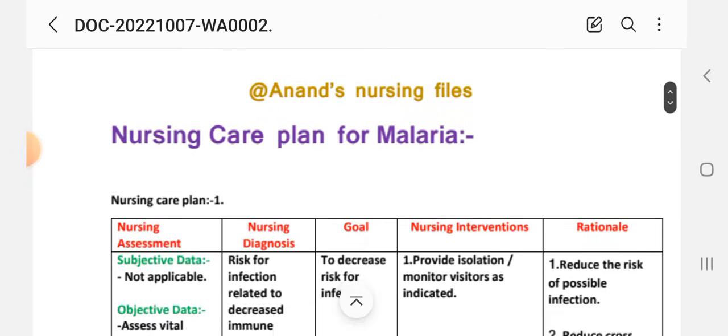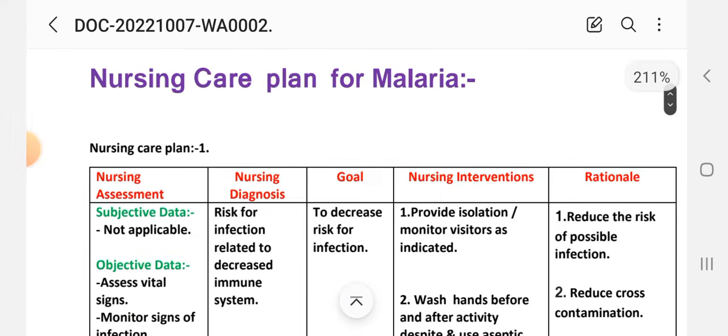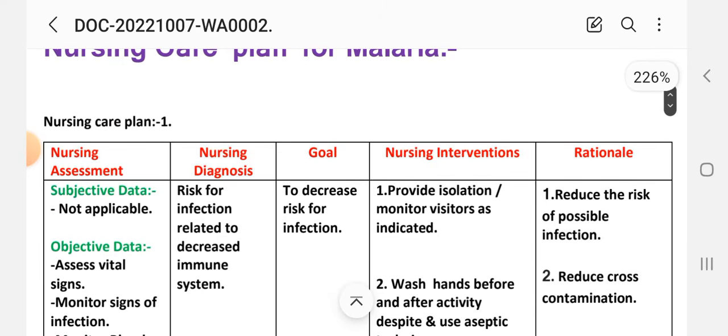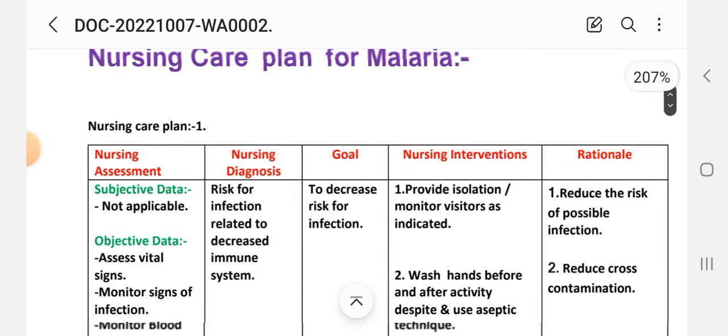Here is the nursing care plan for malaria. First nursing care plan. Here we use different nursing process steps.